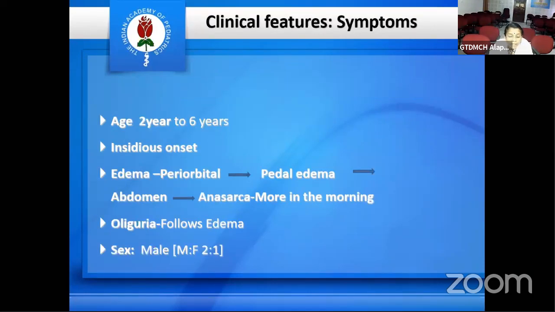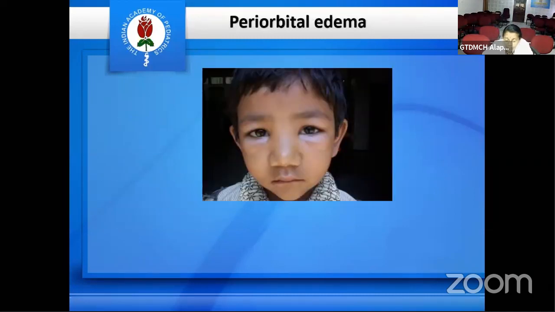The clinical features: the usual age group for minimal change, which we are mainly discussing, is 2 to 6 years. It is of insidious onset. Edema initially appears in the periorbital region, then the legs, which is called pedal edema, then the abdominal wall, then generalized edema appears, which you can call anasarca. And when there is edema, there will be oliguria because of the shift of fluid from the intravascular space to the interstitial tissue. There will be hypovolemia, which results in oliguria. Male sex predominance is there; the male to female ratio is 2:1. You can see the periorbital edema in the picture.